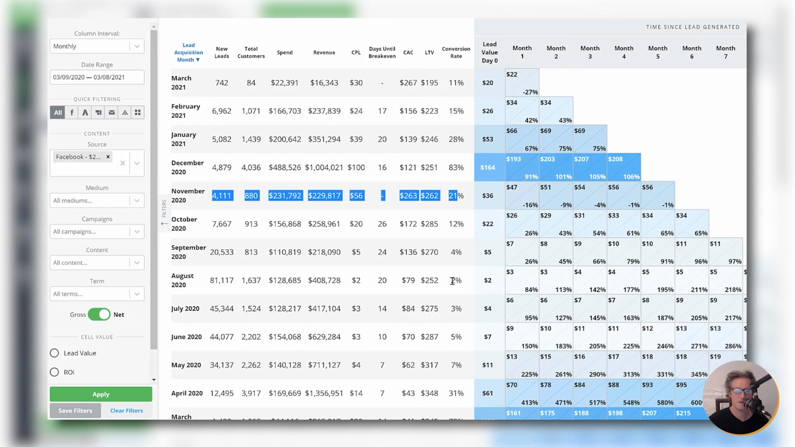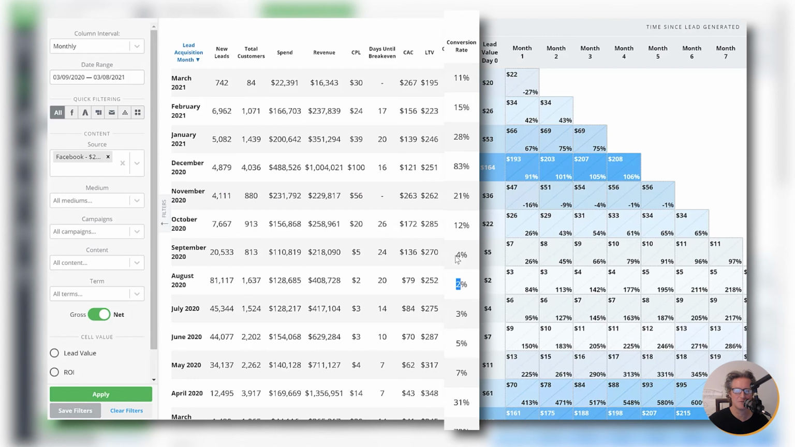And the real eye-opening thing to me is also look at how low the conversion rates are. But they're making money. Like if I told you I found this campaign that converted 2%, you'd be like, you're terrible at paid marketing. But if I said, hey, I spent 128K and I made back 408, you'd say, that's amazing. I want in on that. That's the power of looking at the lifetime value of leads versus just looking at conversion rate.